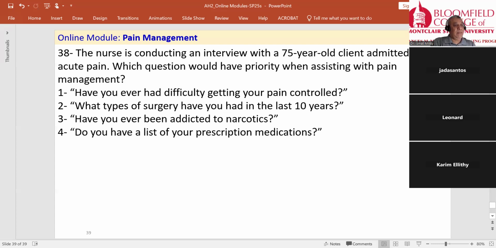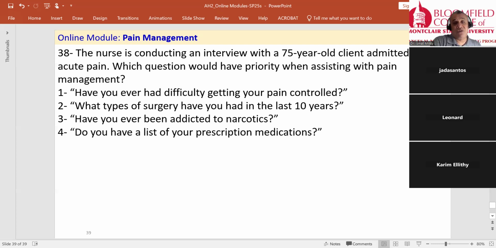38, a nurse is conducting an interview with a 75-year-old client admitted with acute pain. Which question would have priority when assisting with pain management? As you assess pain, what will be the first thing in terms of prioritization of tasks? Which question will take priority? That should be 1, yes. So the answer would be to indicate if the client has a negative experience that may influence the client's pain management.